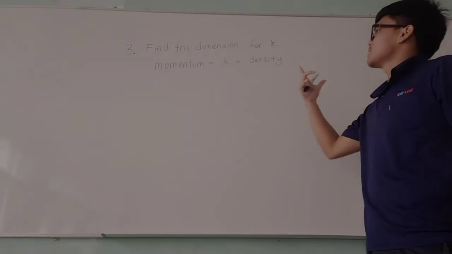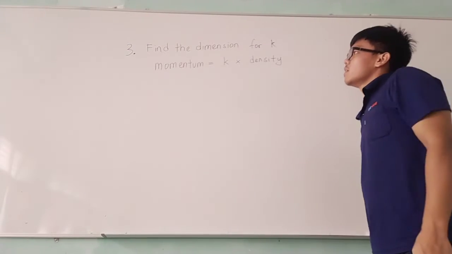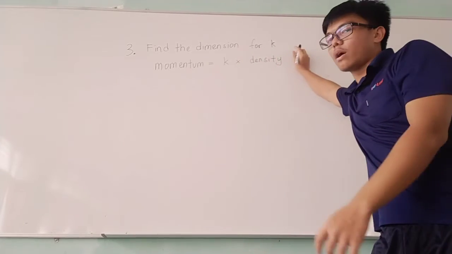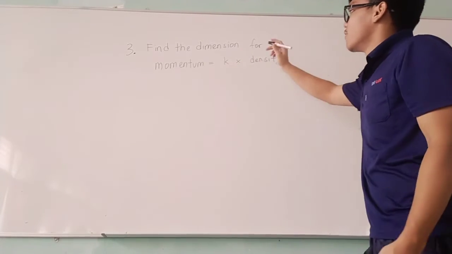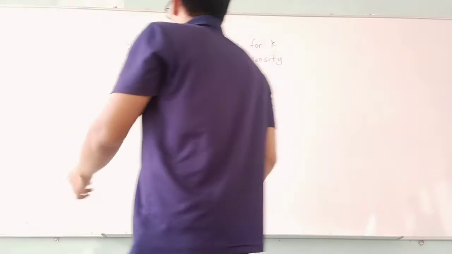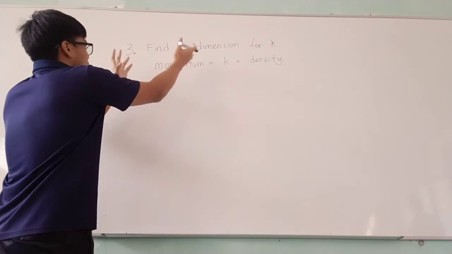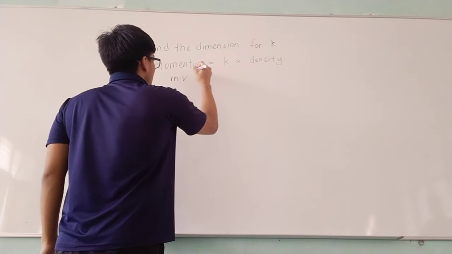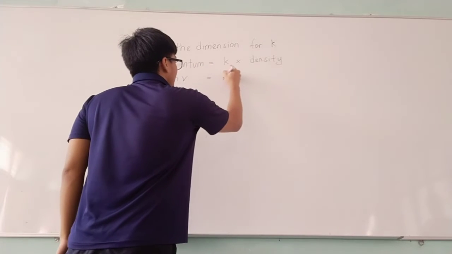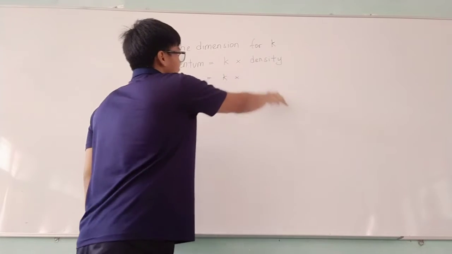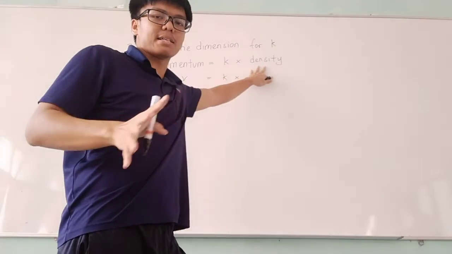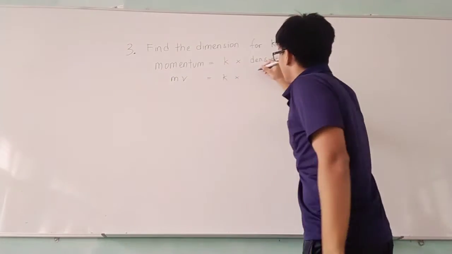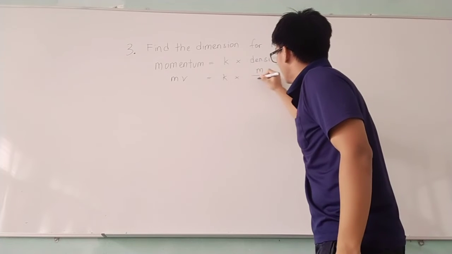And now, this is question 3 for topic 1 in section A. Find the dimension for K. We want the smallest basic quantity for K. Alright, we all know the formula for the momentum is basically mass times velocity equals to K times the density. The formula for density is mass over volume.